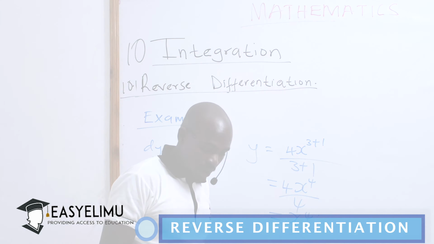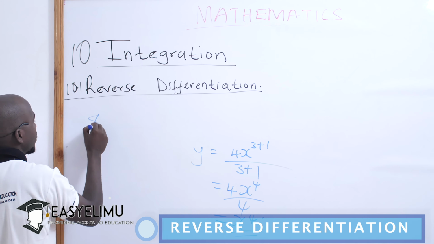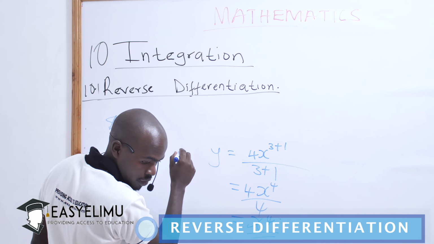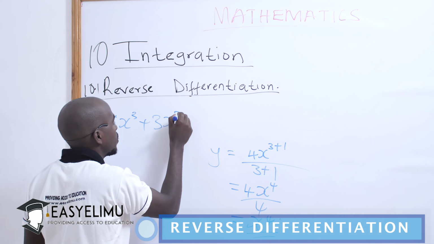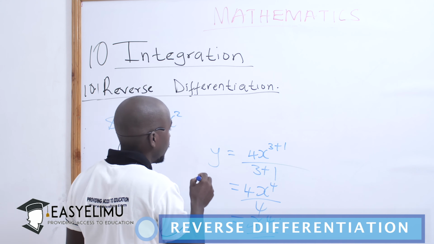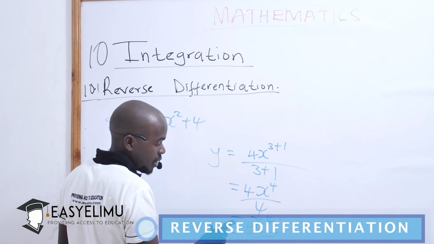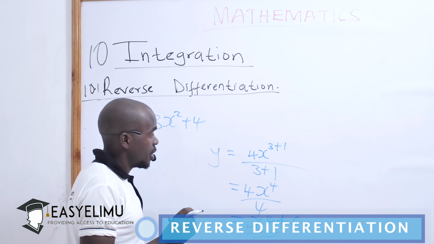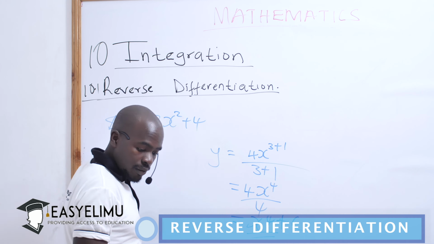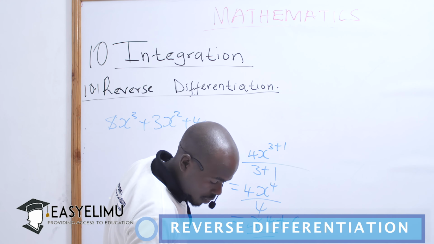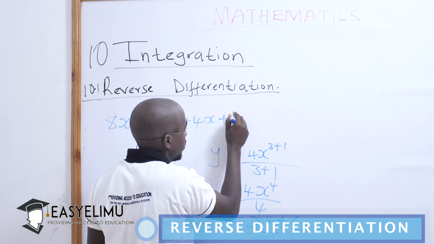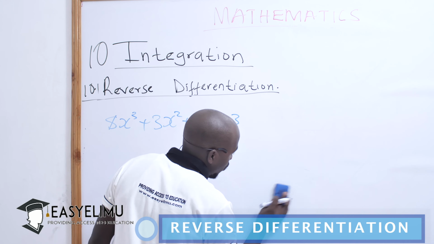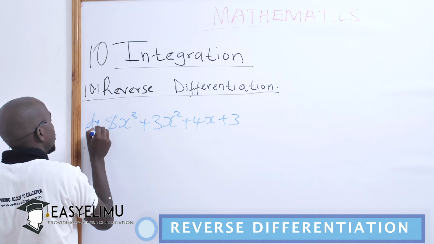This is what we have in example 2. You have 8x cubed, a polynomial, plus 3x squared plus 4x plus 3. Remember, there is a plus c because we have a constant of integration. So we need to find the value of y, given this is dy dx.